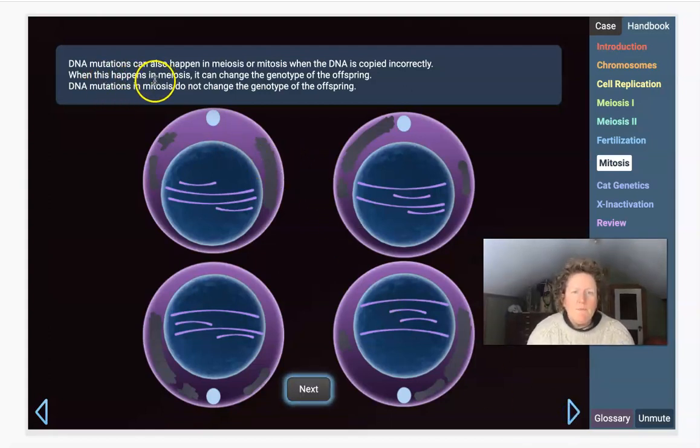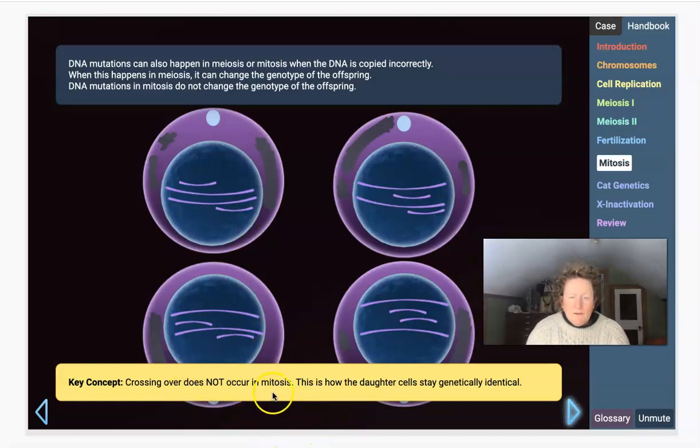DNA mutations can also happen in meiosis or mitosis when the DNA is copied incorrectly. When this happens in meiosis, it can change the genotype of the offspring. DNA mutations in mitosis do not change the genotype of the offspring. So if mutations happen in meiosis, you can get a genotype difference. If it happens in mitosis, like you get a little bit of a genetic difference in one of your skin cells, it can be skin cancer, but it's not going to be all of your cells in your whole body. It's going to be a few cells on maybe your cheek.